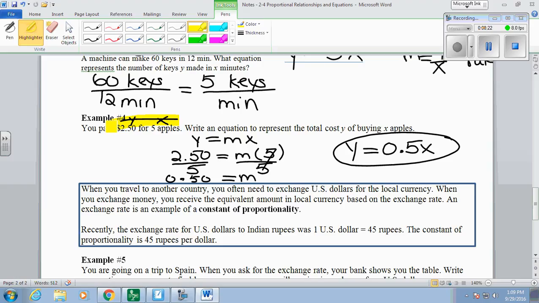Now, some of you probably didn't use Y equals MX. You probably just figured out what the unit rate was going to be and then substituted that in for your M. That's fine as well. The final answer should be what I have circled though.